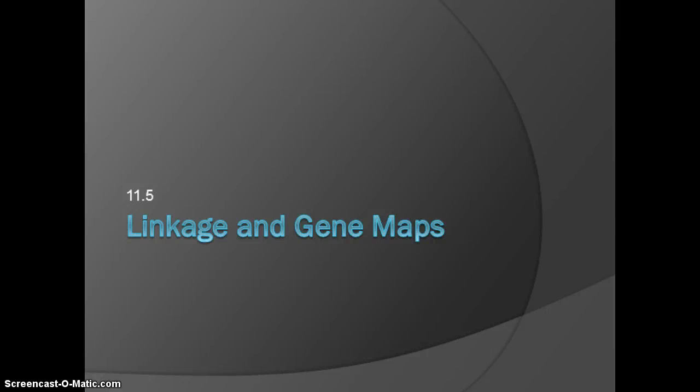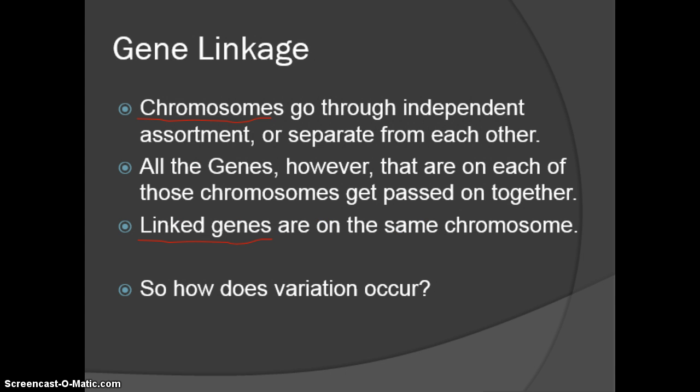Section 5 in Chapter 11 focuses on linkage and gene maps. We've been going along with the idea of independent assortment, where it doesn't matter what the offspring will get for wrinkled versus round seeds. That doesn't necessarily influence the seed color. But we have to remind ourselves that it is actually the chromosomes that go through the independent assortment. They are what actually separate from one another.